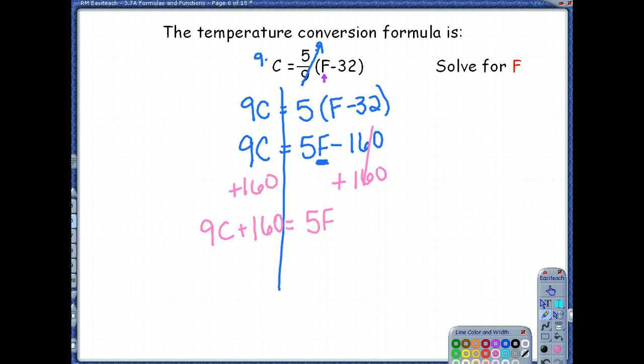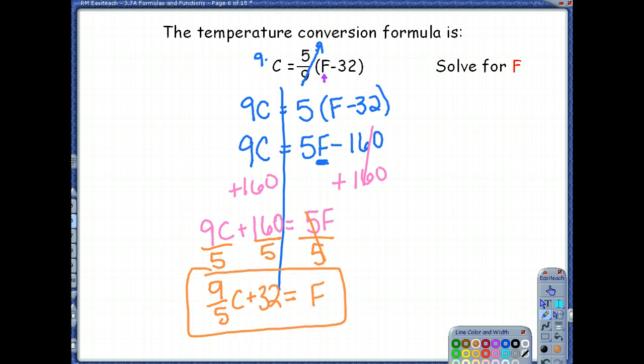And I still have one more thing I need to do. I need to divide both sides by that f, or sorry, by that 5 to get that f all the way by itself. So I want to divide each piece by that 5. Don't forget each piece. 9/5, it doesn't actually simplify. It's just going to be a 9/5 c plus, but 160, if I divide that by 5, I end up with 32. That should equal my f. I know that I'm done because the f is all the way by itself on that side of the equal sign.